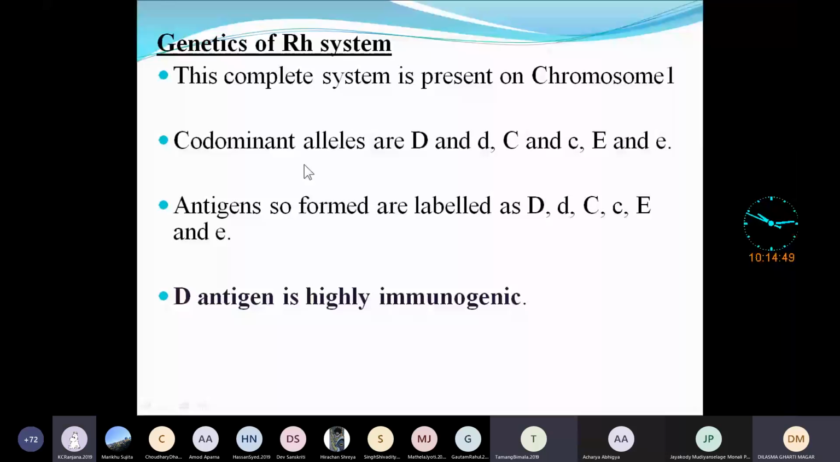Here basically you have to remember that this genetic system, the Rh system, is situated on chromosome 1, and there will be different co-dominant alleles, which are regarded as the CDE. It may be capital C, capital D, capital E, and likewise the small ones also.